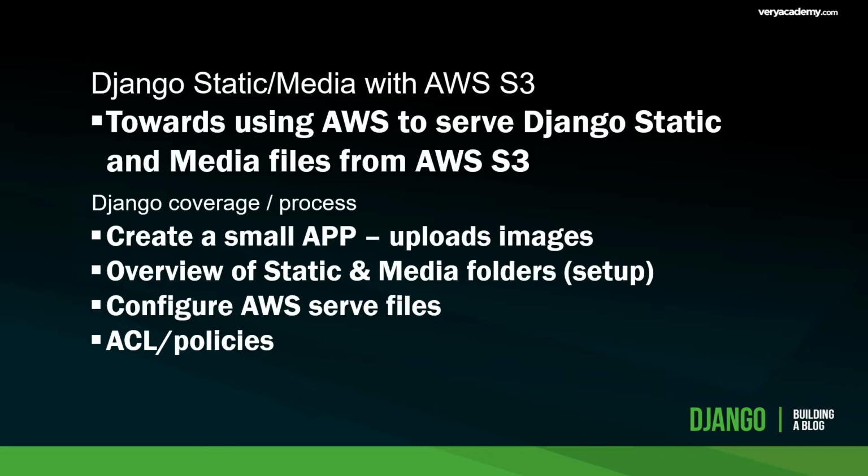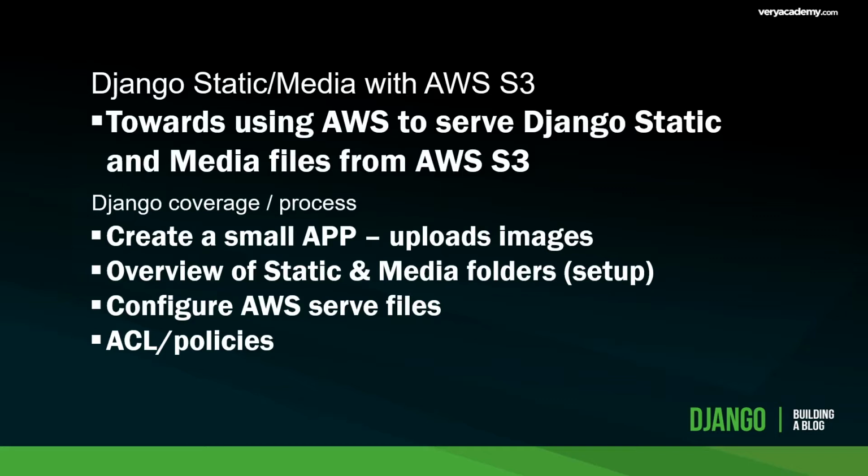So we'll create a small app, an upload image application. We'll do that very quickly. You can skip over that if you want to, and then head into the AWS setup. But I will go through an overview of how to use and implement static and media folders inside of your Django application before then moving across to configuring AWS to serve those files from the S3 service.